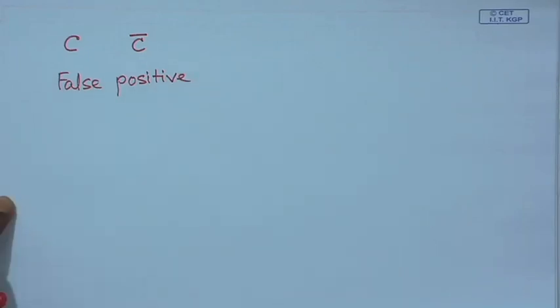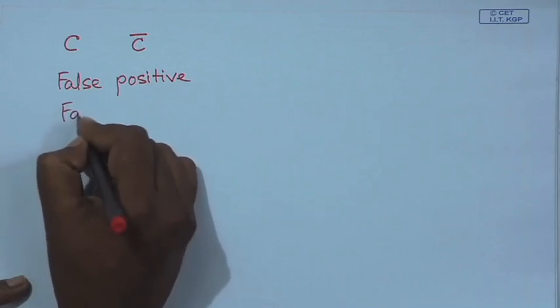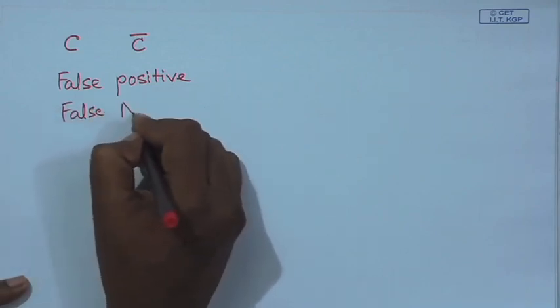I can also have a situation where the sample actually belongs to class C, but it has been classified as belonging to class C complement. Okay. So from C you put it to C complement, that is what the classifier has done, and such cases are known as false negative.